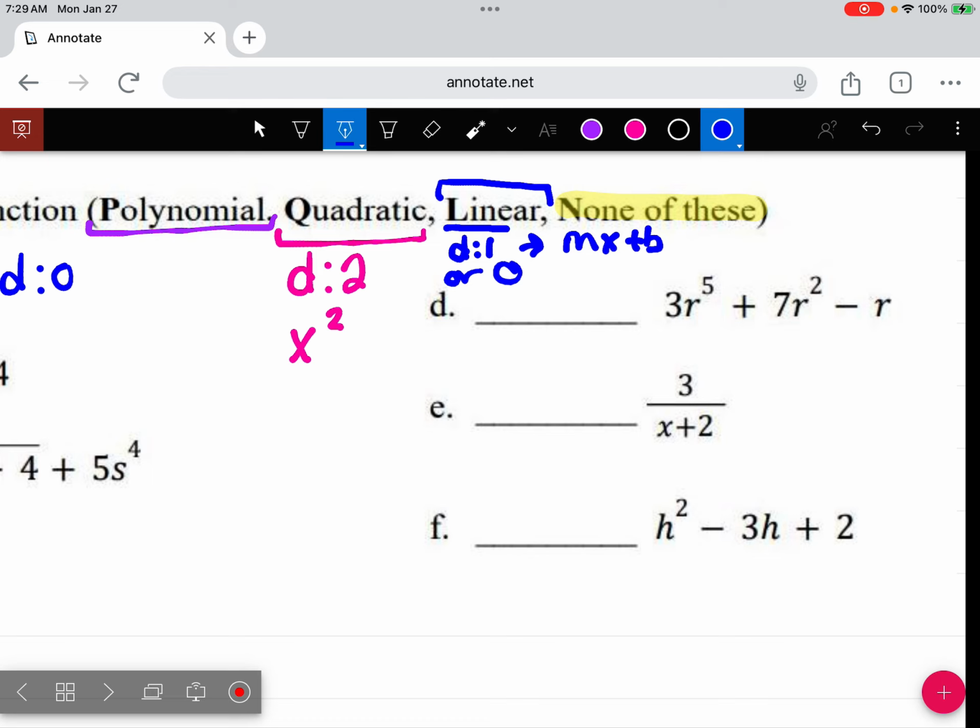What about D? It's a polynomial. Yeah. D is a polynomial because it does have all the valid things. Like I don't have any negative exponents. I don't have any letters in the denominator. I don't have any radicals or anything crazy going on. So this is a polynomial. What is the degree on this polynomial? It's a degree of 5. So it's not a quadratic because quadratics are a degree 2. It's not linear because it's not degree 1 or 0. So it's just a polynomial.